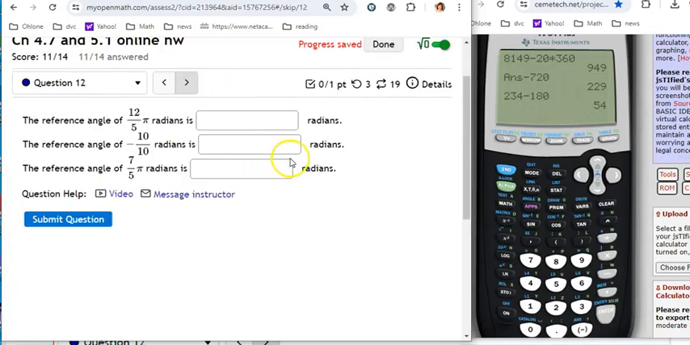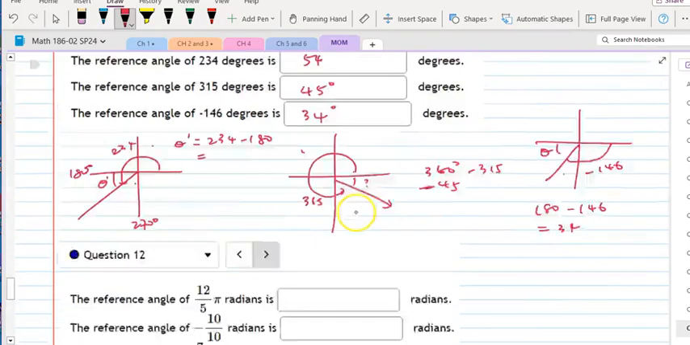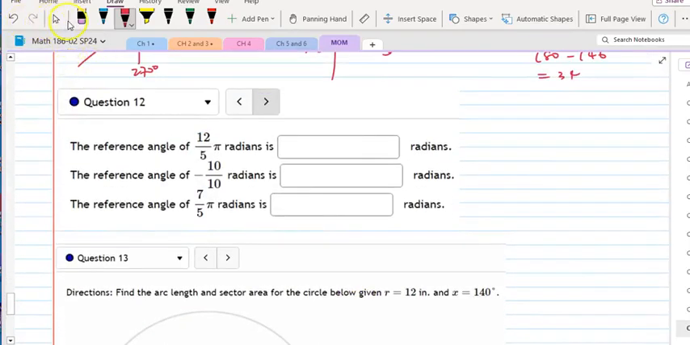Number 12, reference angle in radians. So again, we have to draw the picture. If you draw the picture, you get the idea.